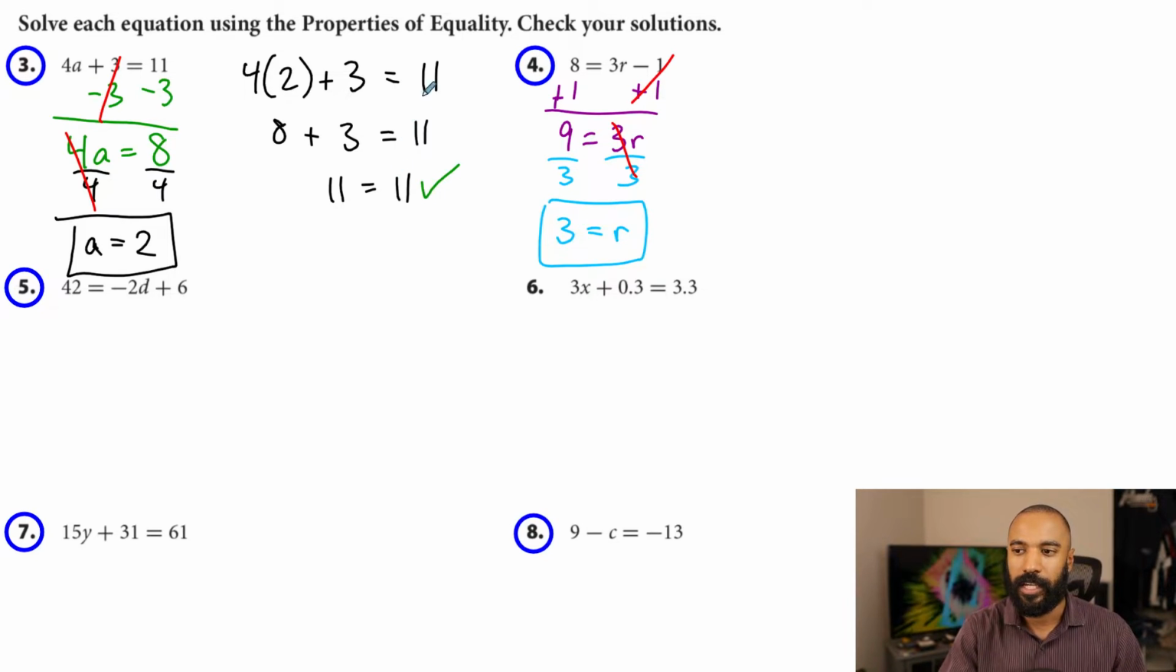So you can see what's happening here with both of these sets of equations as we've run into them. On this first one here, 3 was added, so I subtracted. Subtraction is the inverse of addition. Likewise, on this problem, when 1 was subtracted, I added 1 right here.